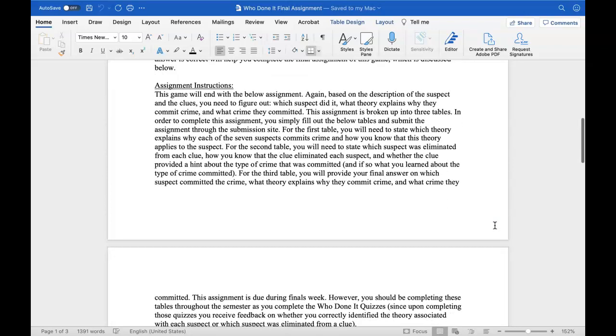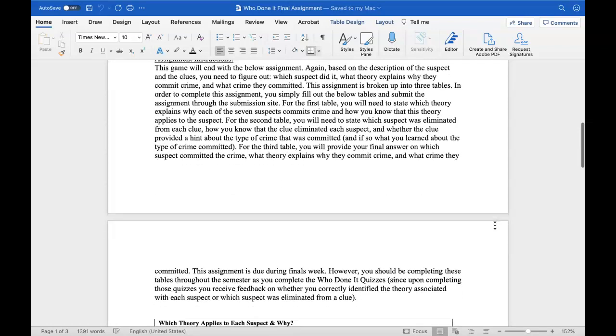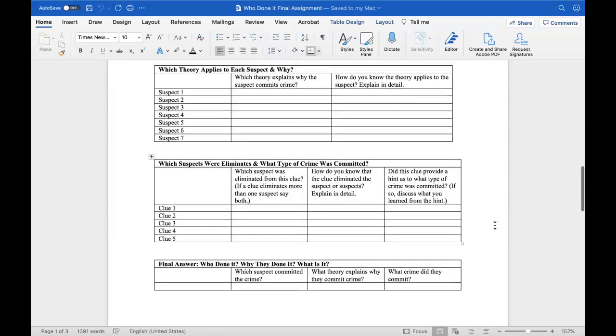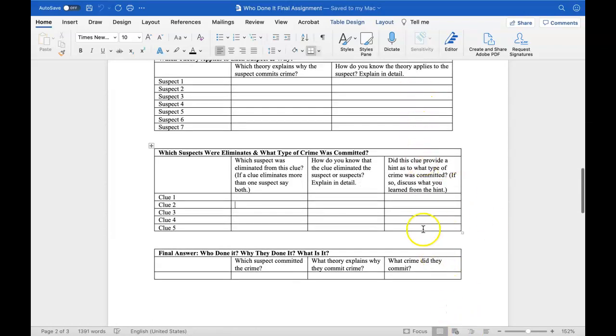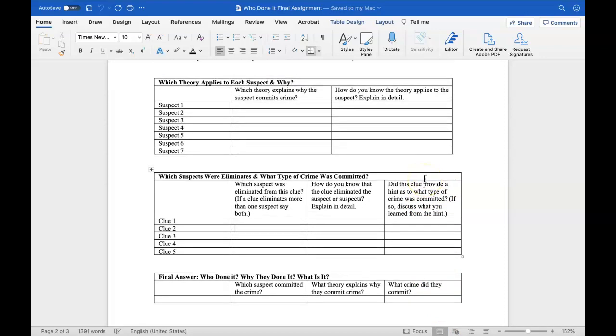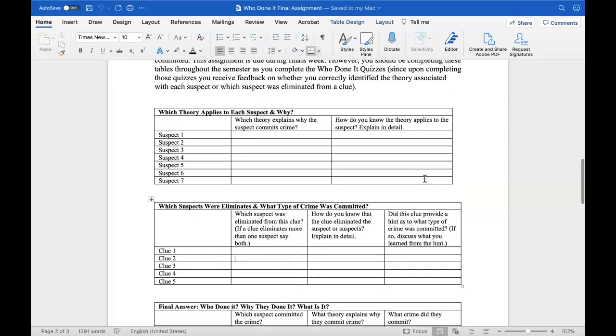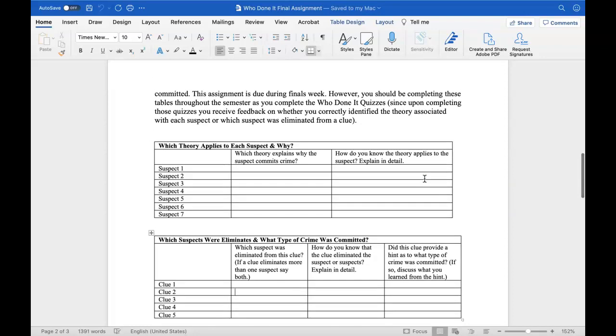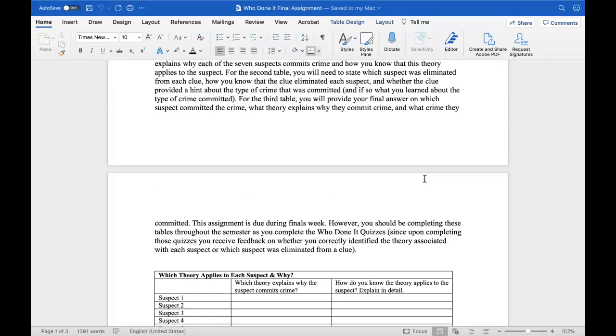So this assignment, the final assignment for the whodunit, is worth 50 points. So filling out these 3 tables is worth up to 50 points. So this is a really easy way for you guys to get points. 50 points is a lot. It's worth half of a test. So that's a big deal.